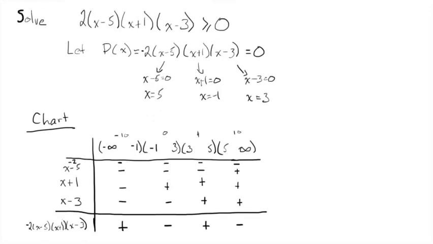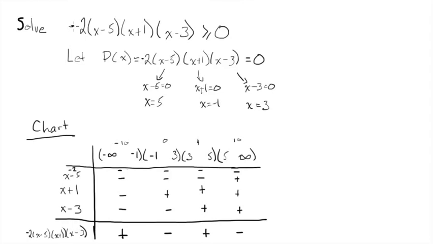So going back to the original inequality, this was negative, is bigger than or equal to 0. So when is it? So this means positive.